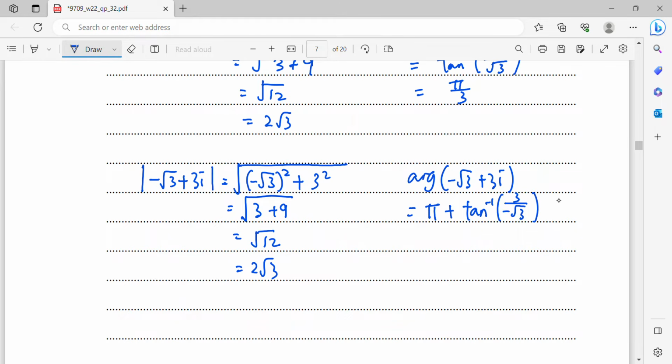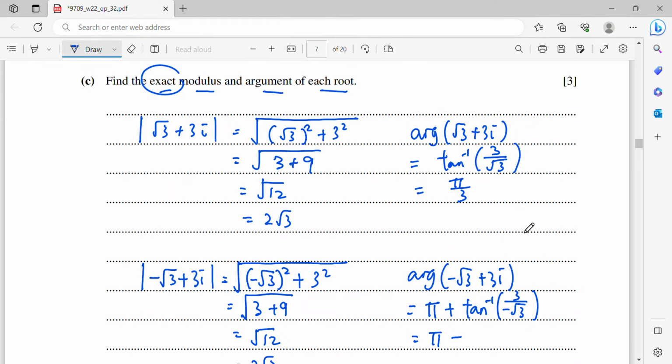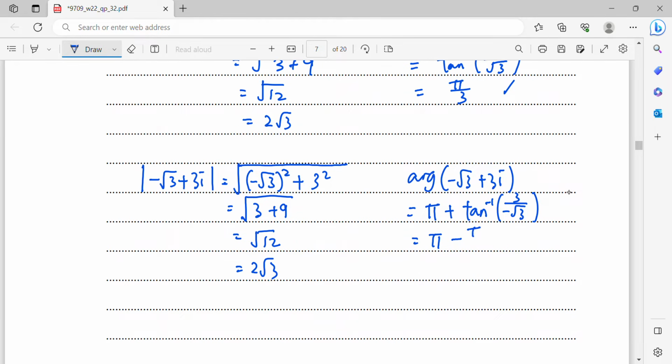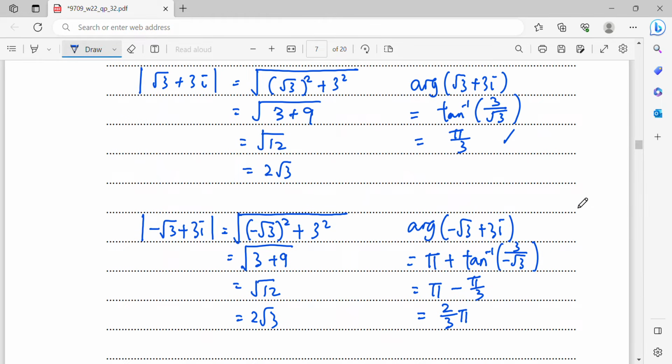Here, the inverse tangent of a negative is the same as the negative of the inverse tangent. So inverse tangent 3 over square root 3, we have found just now, is pi over 3. So I will get minus pi over 3. At last, you will be getting 2 over 3 pi. Okay, so this is how we get the modulus and arguments.